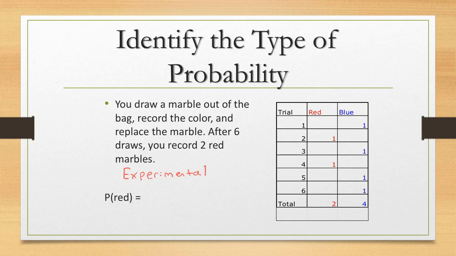Okay, so our probability of getting red, I got red twice, so that's going to be the number on top. I did this 6 times, so there's going to be a 6 on the bottom. That simplifies to 1/3. So I could write my answer as a fraction. I could write it as 0.33 as a decimal, or I could say 33% of the time I end up with a red marble.